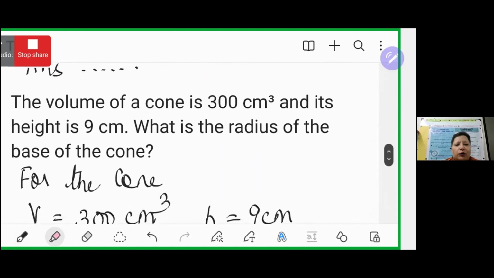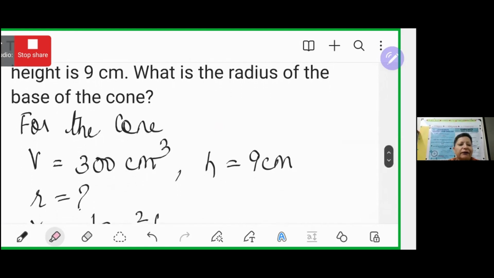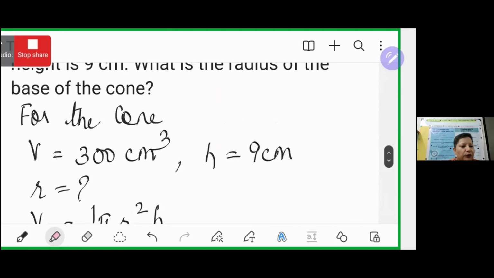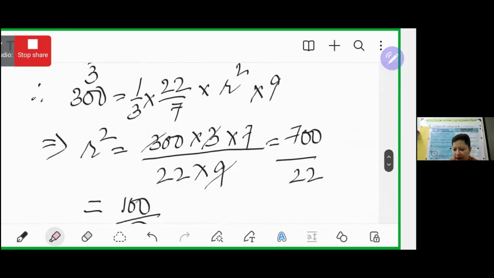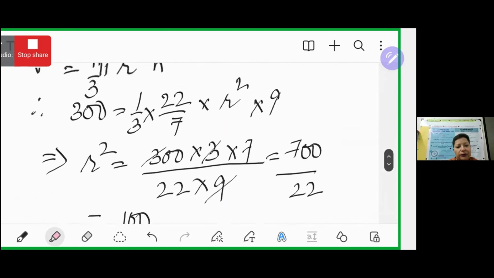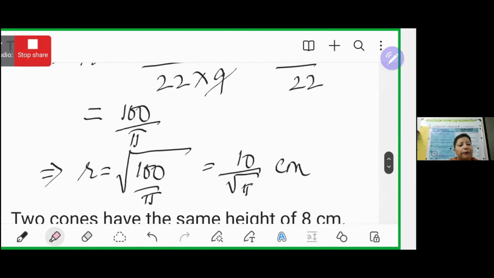Next question. The volume of a cone is 300 centimeter cube. Height is given. The radius has to be found out. Again, whatever is written has to be mentioned in the beginning itself. Volume is given, height is given. What has to be found out? Radius. Put down the formula. It is 1/3 pi r square h. Substitute the values and you will find your radius square comes out to be 700 by 22, which actually is 100 upon pi. That is radius square. How will the radius come? You will have to take the square root of either side. So that's going to be 10 upon root pi. Is that okay? Remember, we had to find out the answers in terms of pi. So that pi was not a problem here.